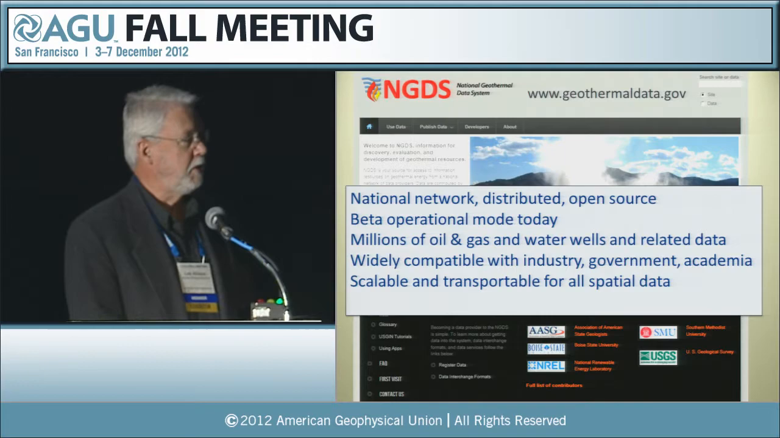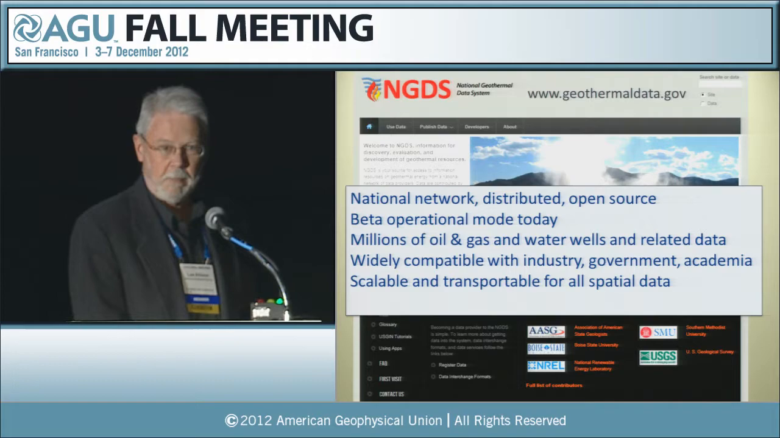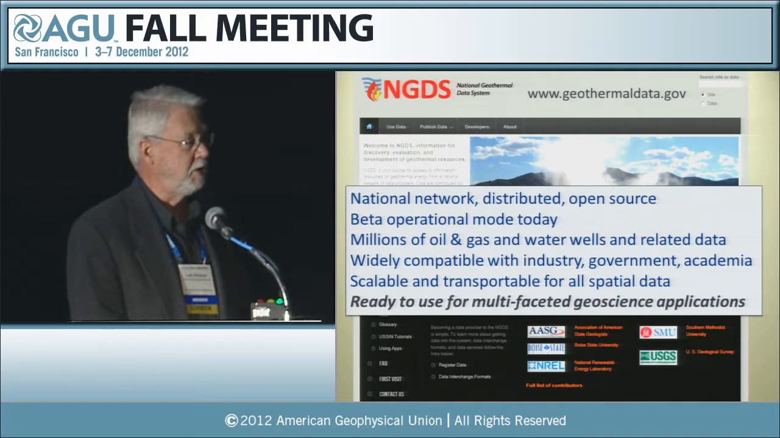We've got millions of oil and gas water wells and millions of other data points already online for free use. It's compatible with systems being built in industry, in government, in academia, across the country and across the world. We also think this is scalable and transportable, and we're seeing that with our partners. It's not just for geothermal data, but it's going to be a great tool for the geothermal industry. So we're hoping that we can deploy this and use it in other geoscience applications.